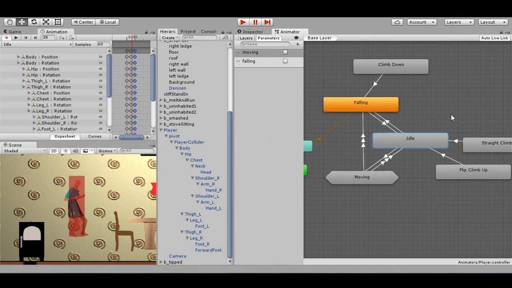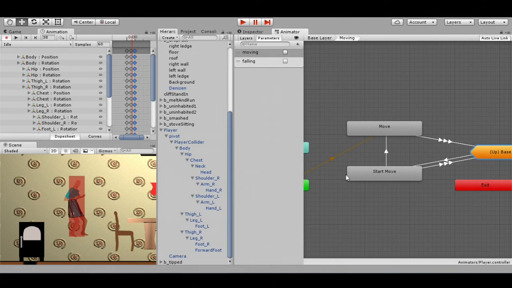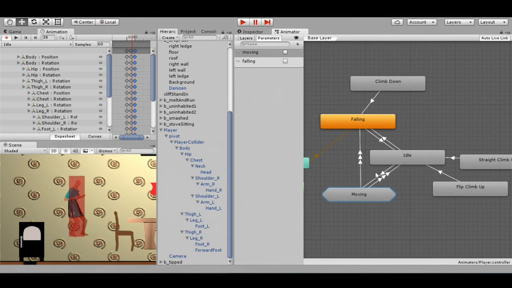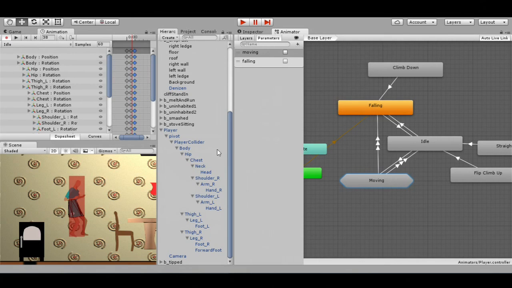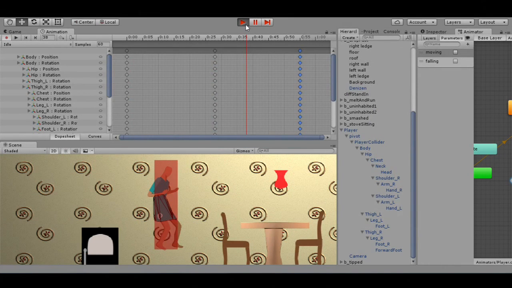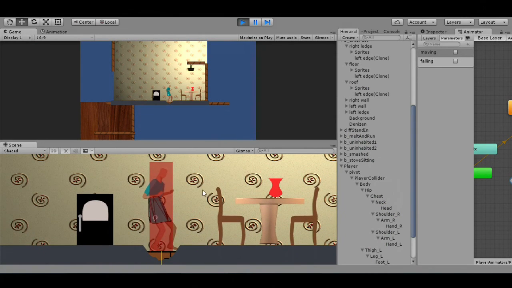Climb down goes into falling because you're usually above open air when you're climbing down, and moving, on the other hand, is a whole sublayer where you start moving. You go from idle to start move, then you go into move, and then you go back into either falling or an idle state, and you can also go from your start moving state back to a falling or idle state, depending on how much you've moved at that point, that sort of thing. So that's all hooked up already. The changes that I did were pretty basic. So now that's what they look like.